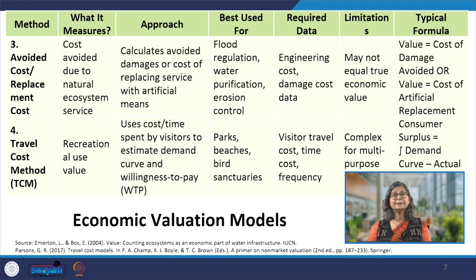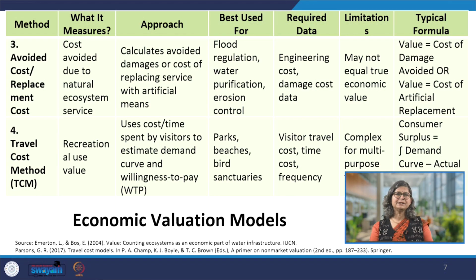If you don't do it, then what can happen? That is the fundamental concept for avoided cost. Required data: engineering cost and damage cost data. The limitation it has is that it may not be equal to true economic value; it will be within a range. How do we do this valuation? We look at the cost of damage avoided, or the cost of artificial replacement. Those are the two different aspects through which we can evaluate avoided cost or replacement cost.